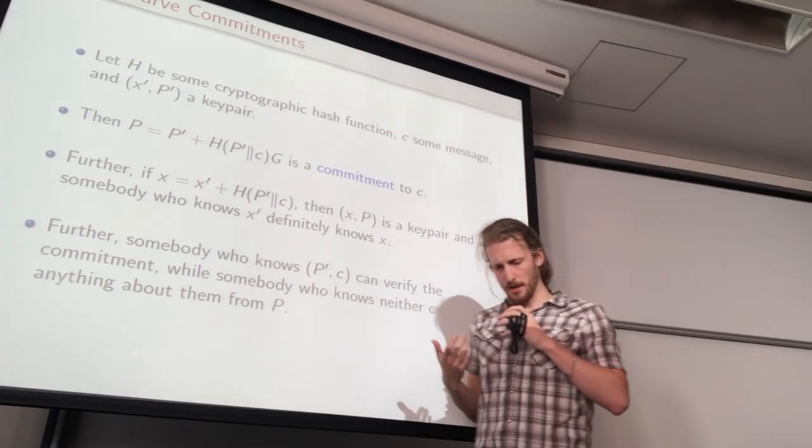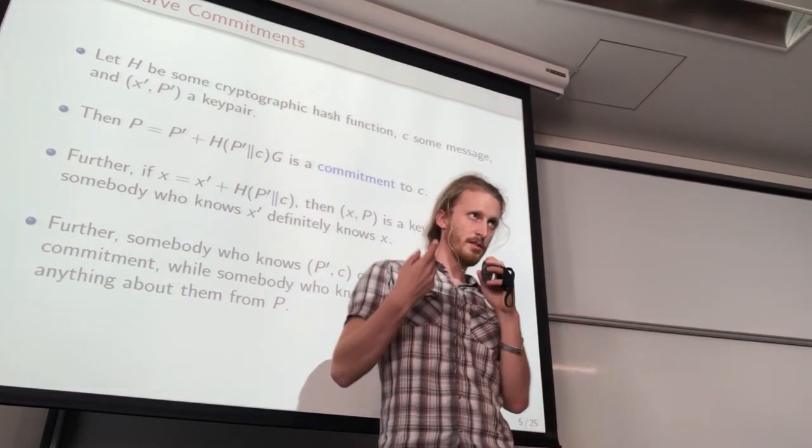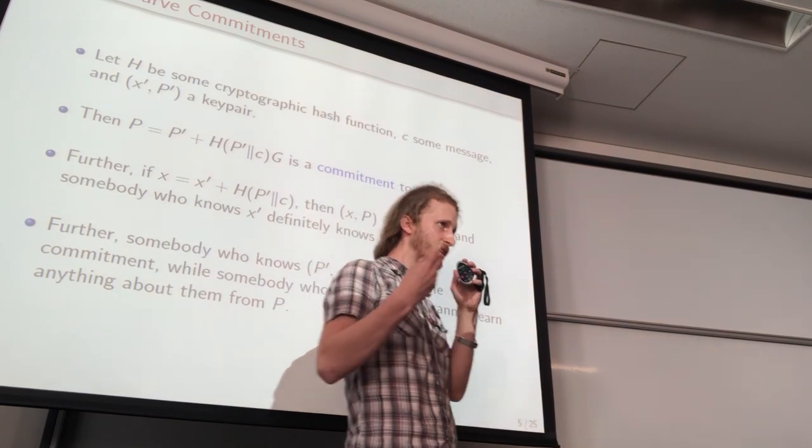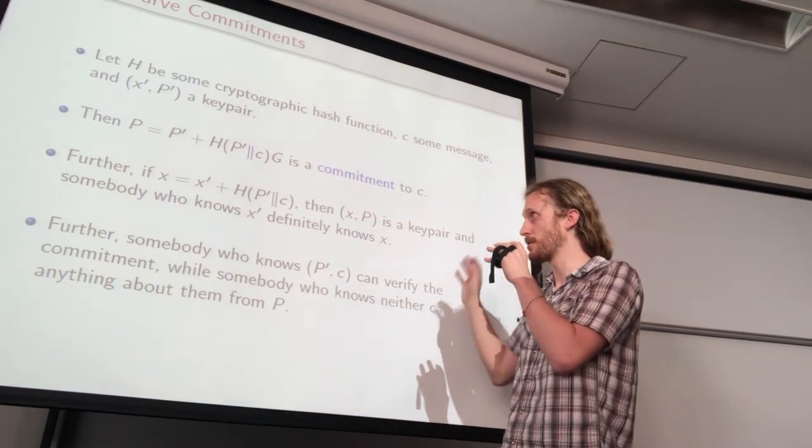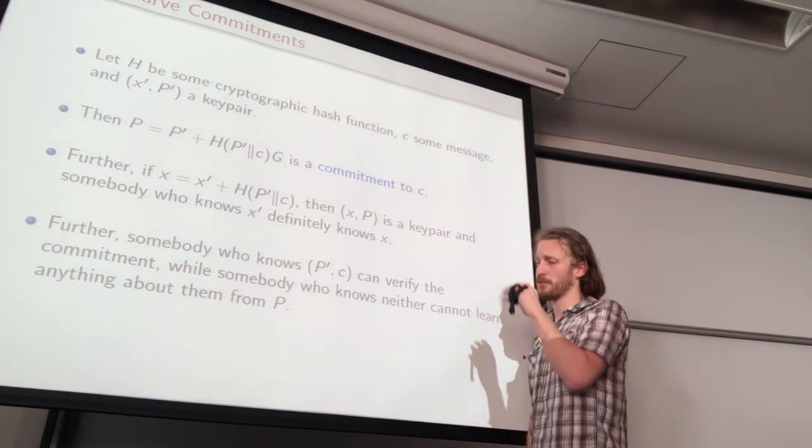So I get a commitment, which is not only a commitment, but it is also a curve point for which I know the discrete logarithm, and I can make signatures with it. I know the secret key. I can do all sorts of cool stuff.